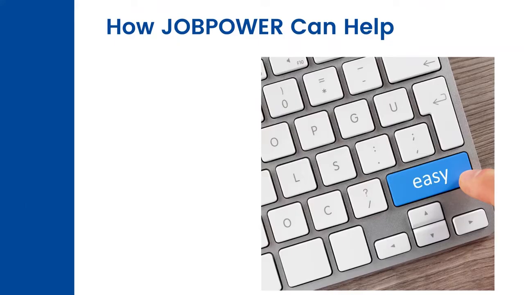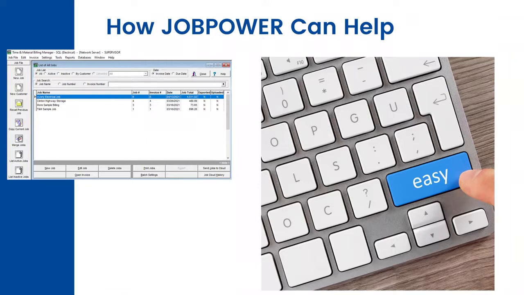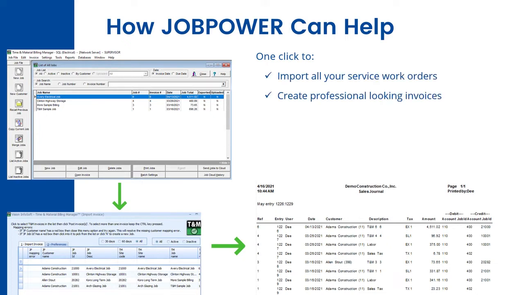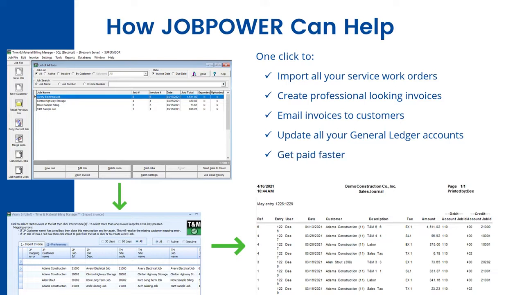JOBPOWER software has a deep integration with Vision's Time and Material Billing Manager, which simplifies your electrical or plumbing service work billing. With a click of a button, you can import all of your service work orders and instantly generate professional-looking invoices to send via email to your customers and have all your general ledger accounts updated automatically. You will get paid sooner and spend less time managing your billing processes.